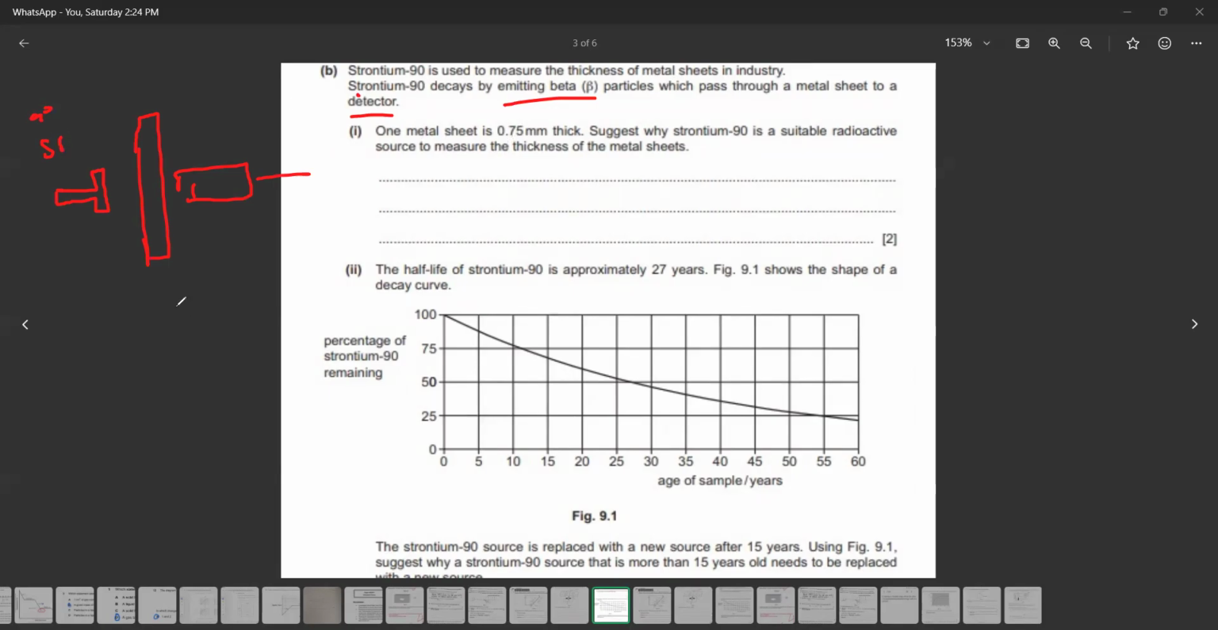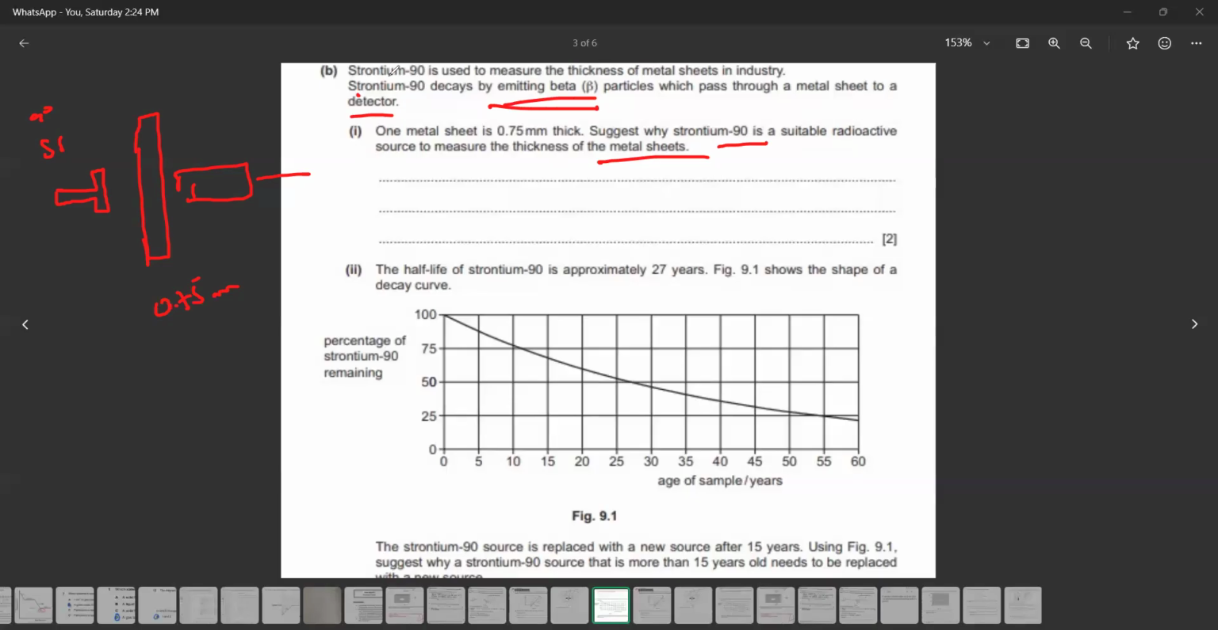One metal sheet is 0.75 millimeter thick. Suggest why strontium 90 is a suitable radioactive source to measure the thickness of the metal sheet. And they mention it's a beta emitter. So beta can penetrate through the aluminium, but some of them will be stopped. So you can also write a reverse argument.